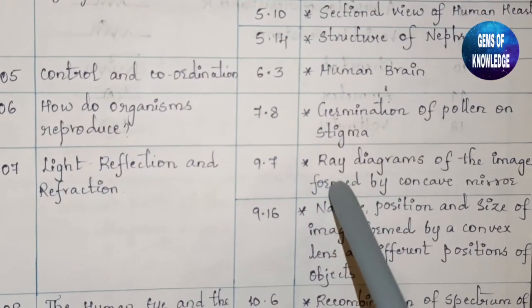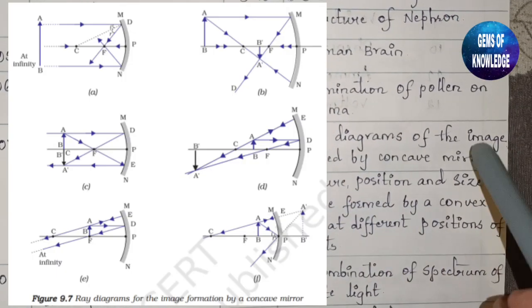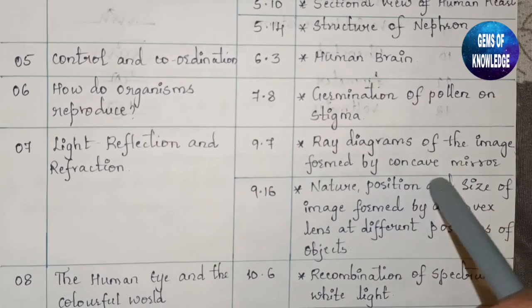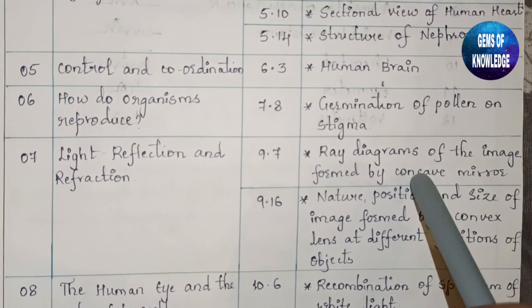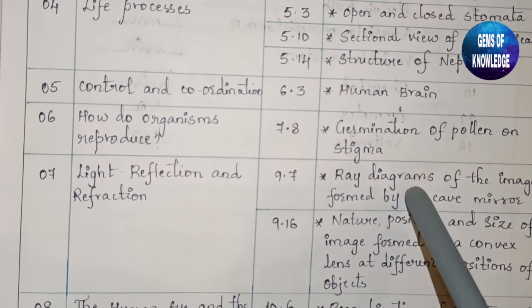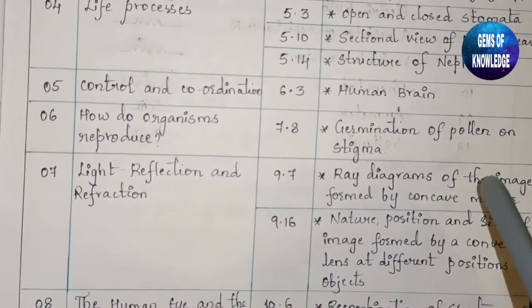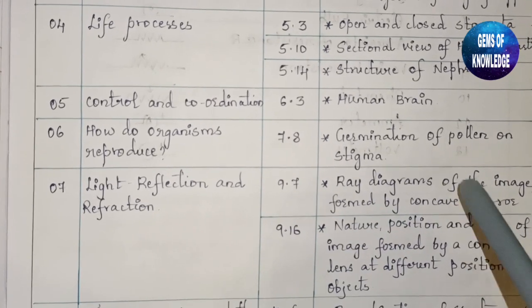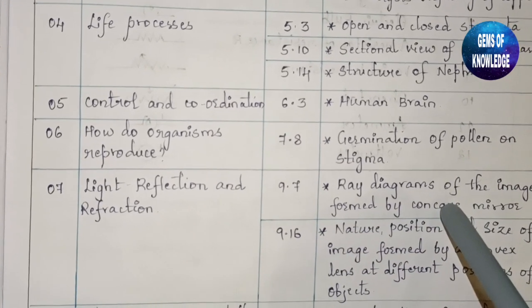Here you have to study the ray diagrams of the image formed by concave mirror. So they may ask you to draw a ray diagram based on the concave mirror. There are 6 diagrams here. You need to identify all the 6 diagrams. They may ask you any one diagram out of it, either for 2 marks or for 3 marks.